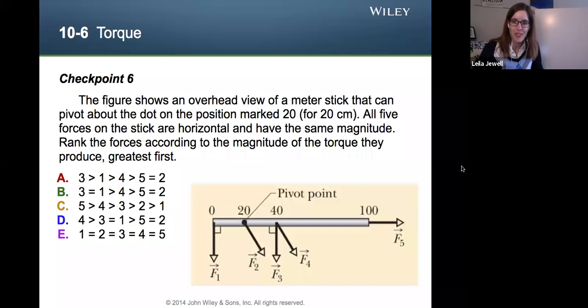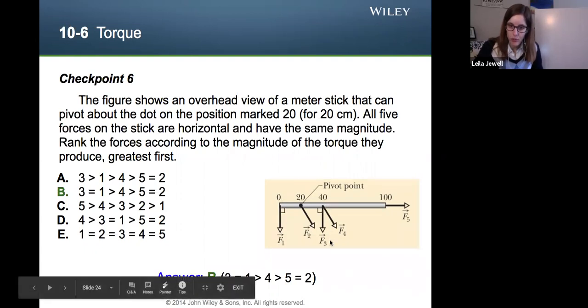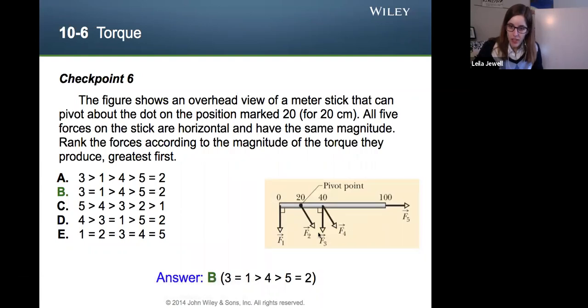Okay, hoping you did that. We can double check. And the answer is B. So if you mark that, congratulations. Let's take a look at why. Well, it says that the greatest torque is from force 1 and force 3, versus the least amount is from 2 and 5. Why 2 and 5? Well, 2, notice, is right on the axis of rotation. So R is 0. So the torque from 2 is 0.